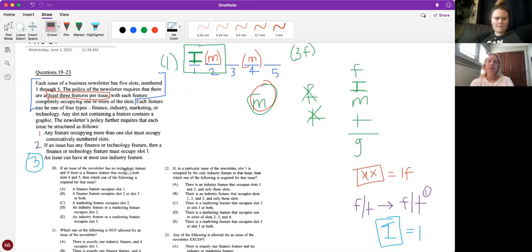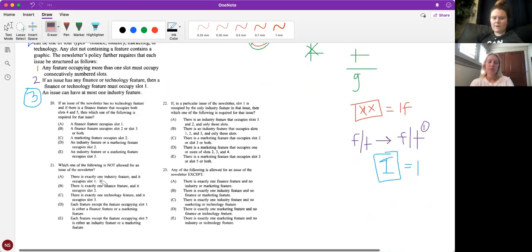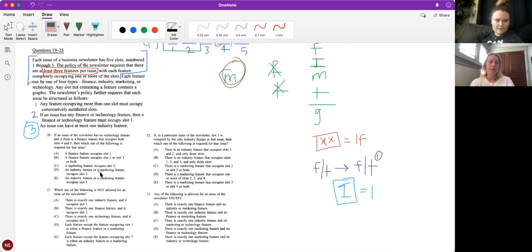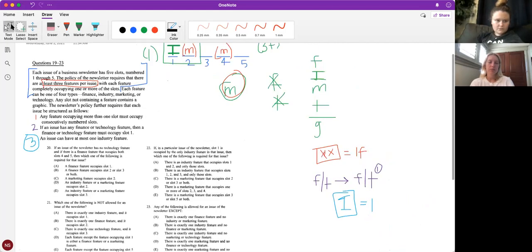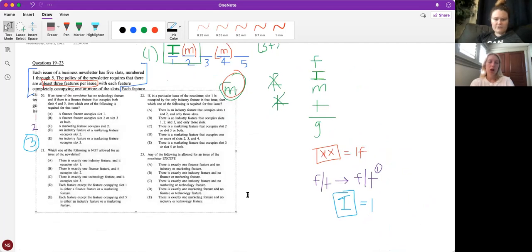All right. So we did our if question. So now we'll go back to what we call the world questions. Okay. So I'm going to move this up for us. Which of the following is not allowed for an issue of a newspaper?